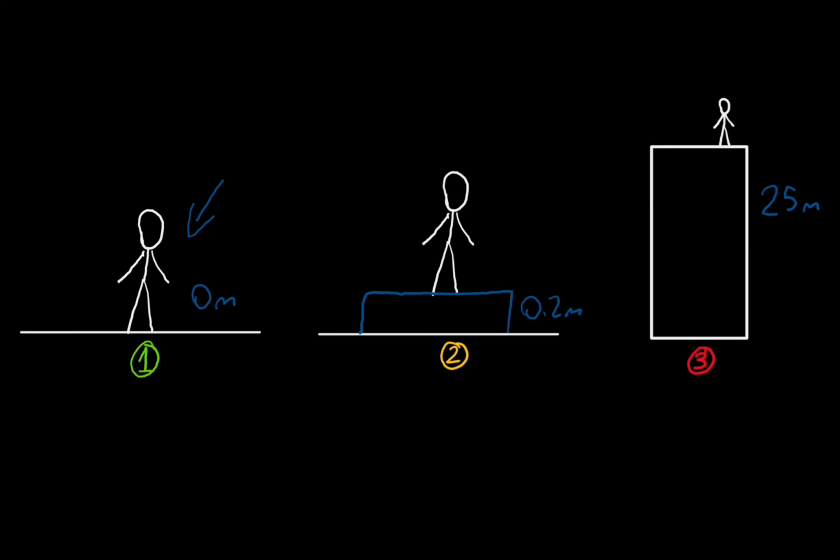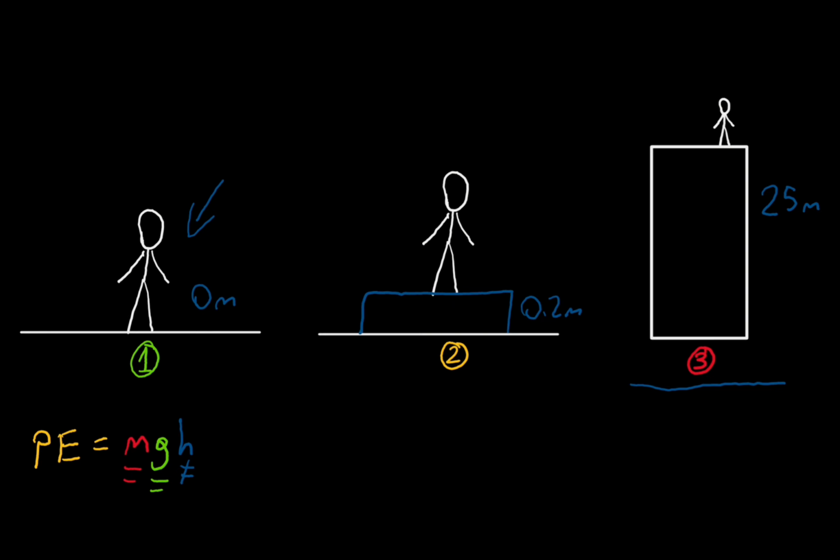Out of these three scenarios, in which one do you think the man has the most potential energy? If you said scenario 3, then you're absolutely right. Taking a look at the formula for potential energy, which is mass times gravity times height. Assuming that the man weighs the same in all three scenarios, then the mass is equal. The gravity should also be equal, assuming that he's on Earth in all three scenarios. However, the height is the one determining factor as it differs in all three diagrams.